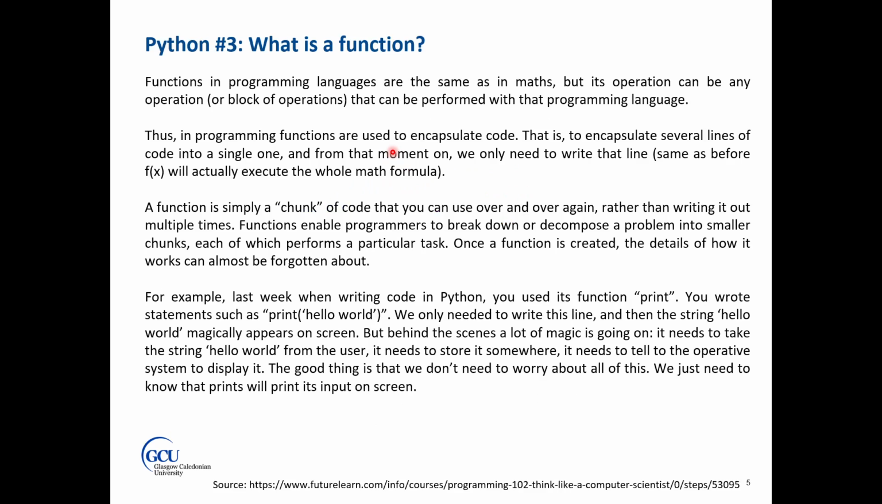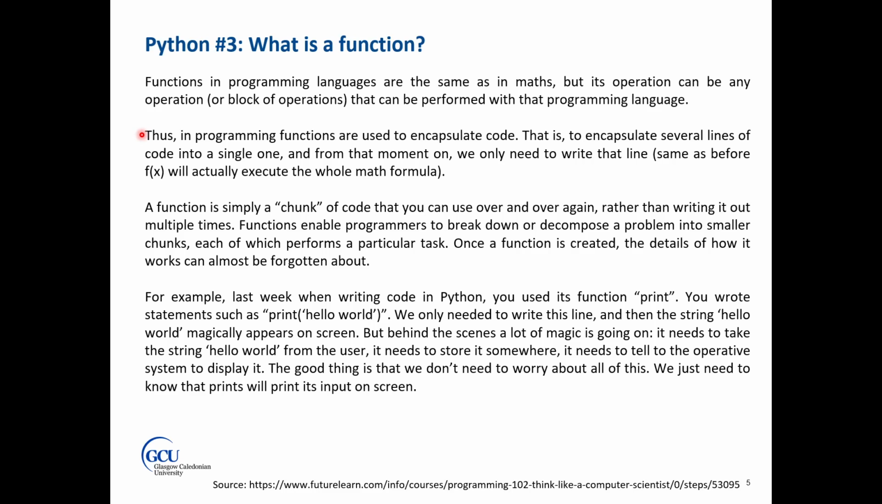In programming, it's actually very similar. The main difference is that while in math you only do math things, in programming a function can encapsulate any kind of functionality. You can put while loops, if conditions, for loops. It can have anything that you can do with a programming language. So the main idea in programming when using functions is to encapsulate code. That is, you have several lines of code, maybe 20, 30 or 50 lines, and you want to encapsulate it into a single line.